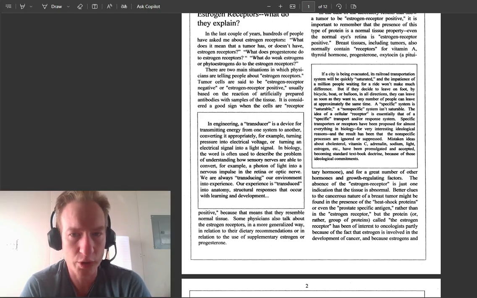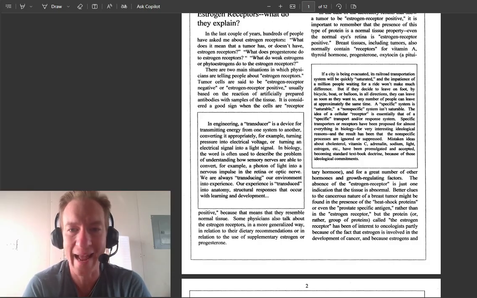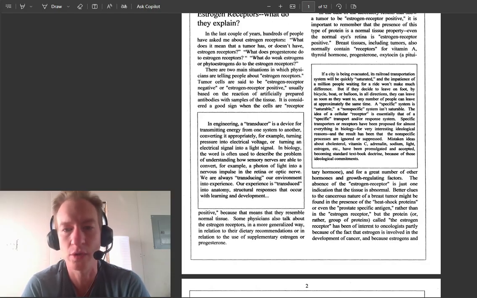Specific transporters or receptors have been proposed for almost everything in biology for very interesting ideological reasons. And the result has been that the nonspecific processes are ignored or suppressed. Mistaken ideas about cholesterol, vitamin C, adrenaline, sodium, light, estrogen, etc. have been promulgated and accepted, becoming standard textbook doctrine because of these ideological commitments.